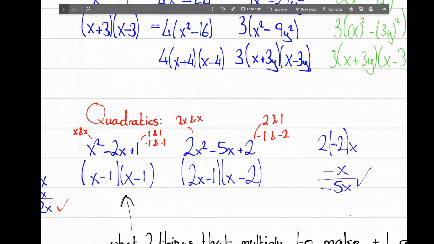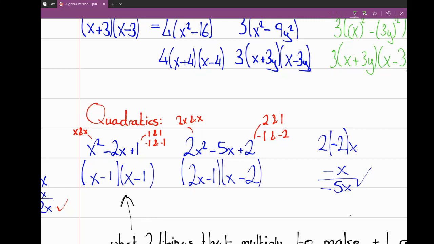Next, quadratics. So when we're solving quadratics, we need to have a look at what is going on over here. So this term is given by x times x. So that here determines what we're going to have here and here. The product of this and this is going to give us this first term. This middle number here is going to be given by this x times this number, and this number here times this x. And lastly, this number here is going to be given by this number multiplied by this number.